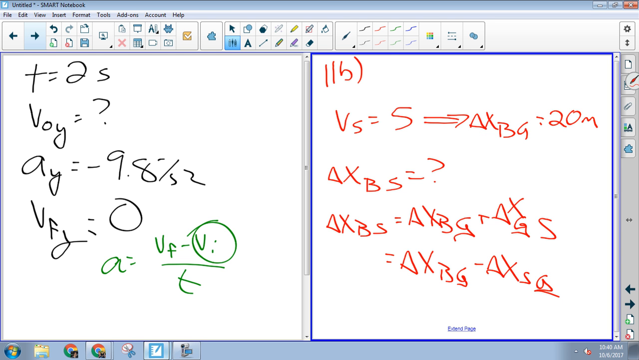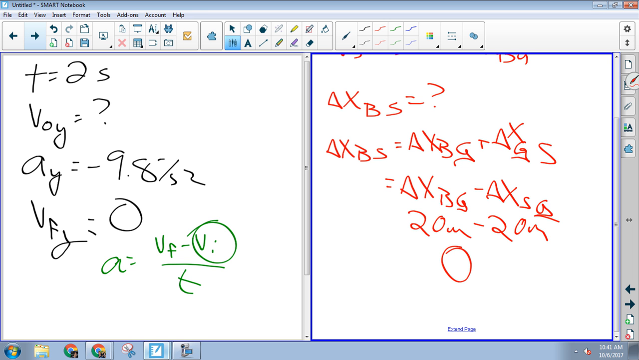So the displacement of the ball relative to the ground is 20 meters, right? Minus how far will the sled go in that time? How long is the ball in the air for? 4 seconds. And if the velocity of the sled is 5, it's going to go 20 meters. What's 20 minus 20? Zero. So that means the ball is going to land right back on the sled.